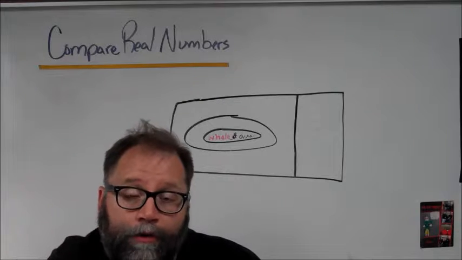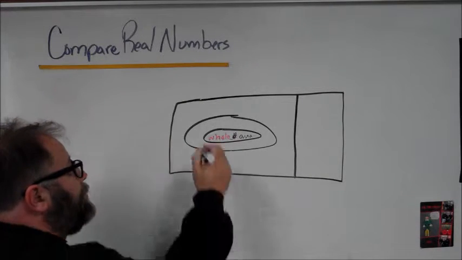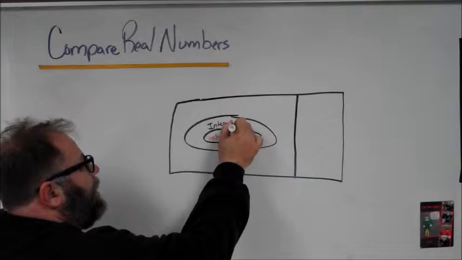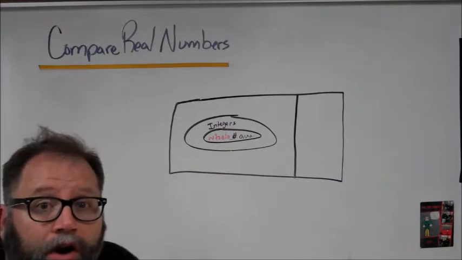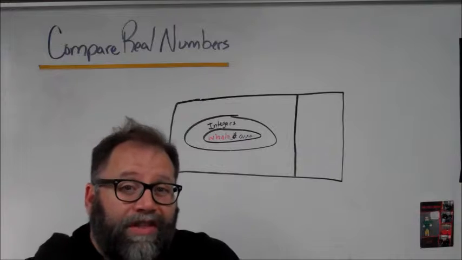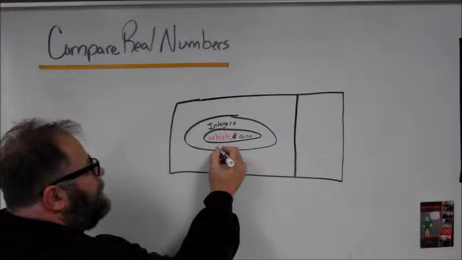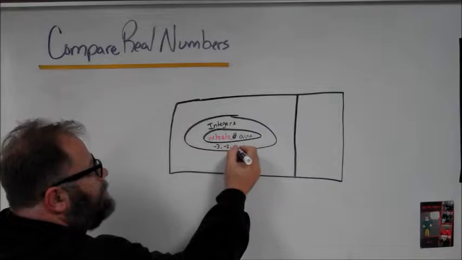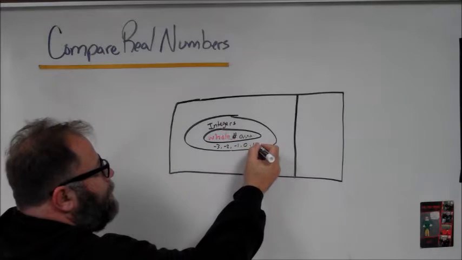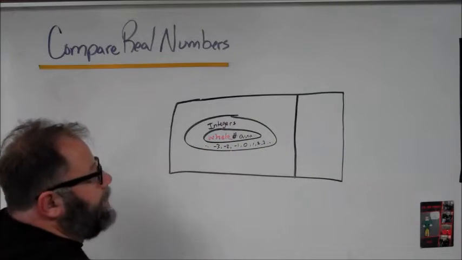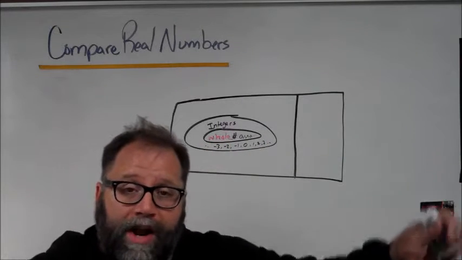One step out from whole numbers is integers, I-N-T-E-G-E-R-S. So integers are all the whole numbers and then their opposites too. So we have like -3, -2, -1, 0, 1, 2, 3, all those going off into infinity left and right.